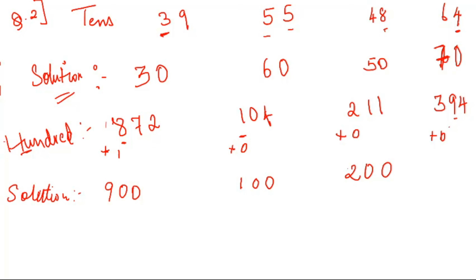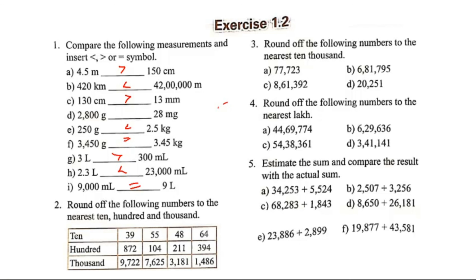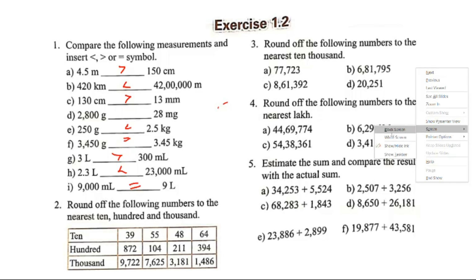Next is your thousands. In thousands, the numbers are: 9,722, 7,625, 3,181, 1,486. Okay, these are the numbers.